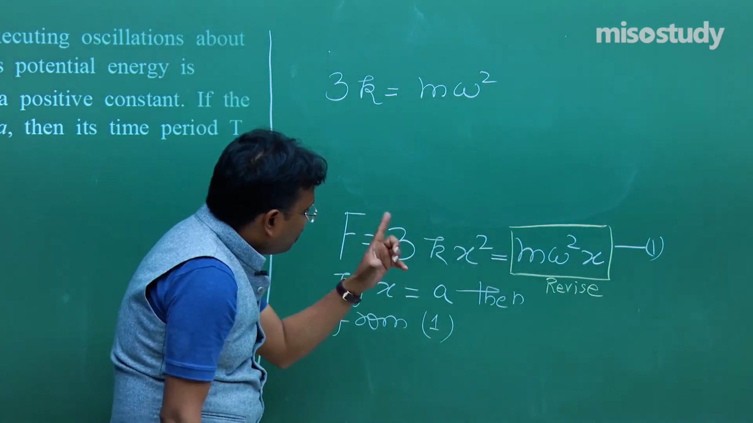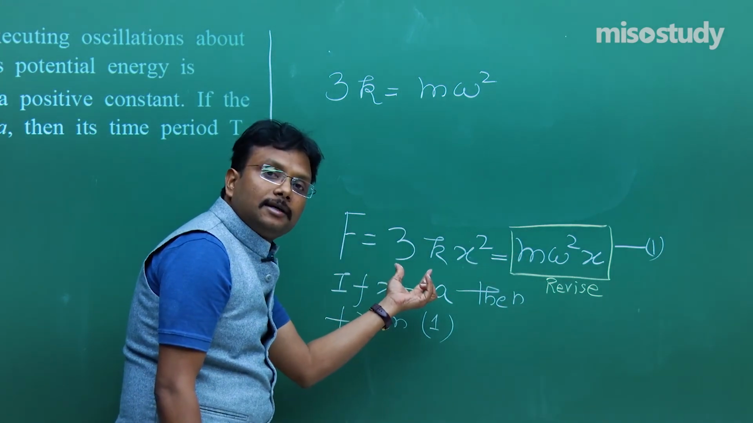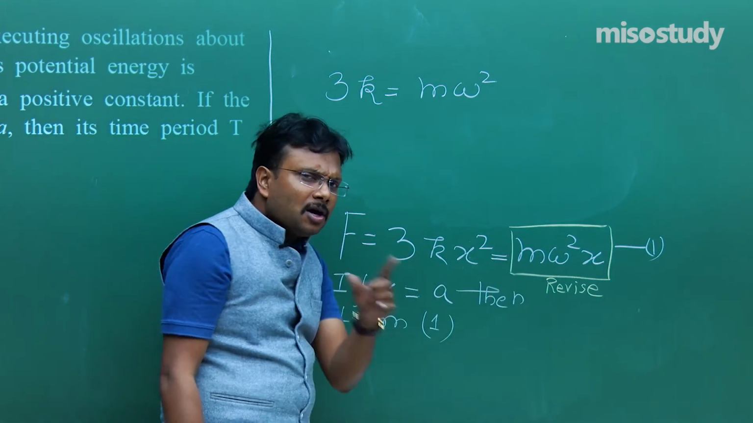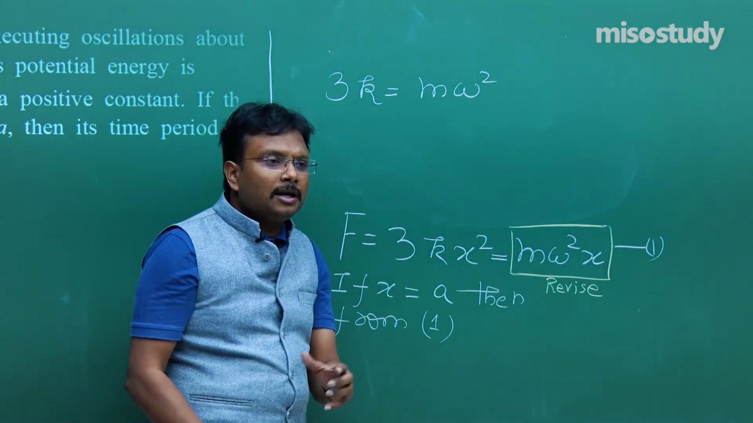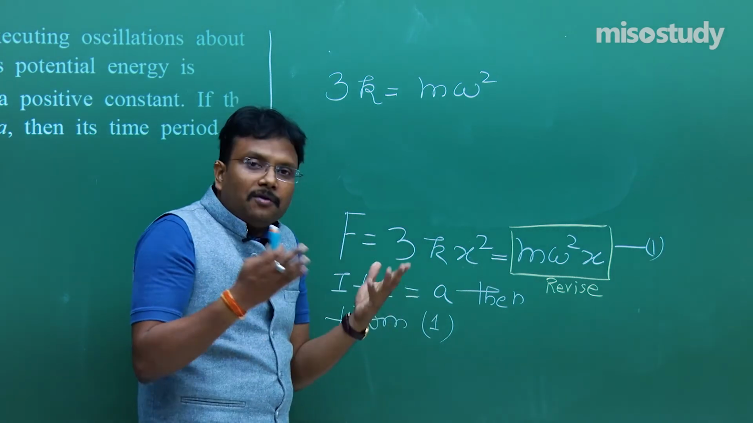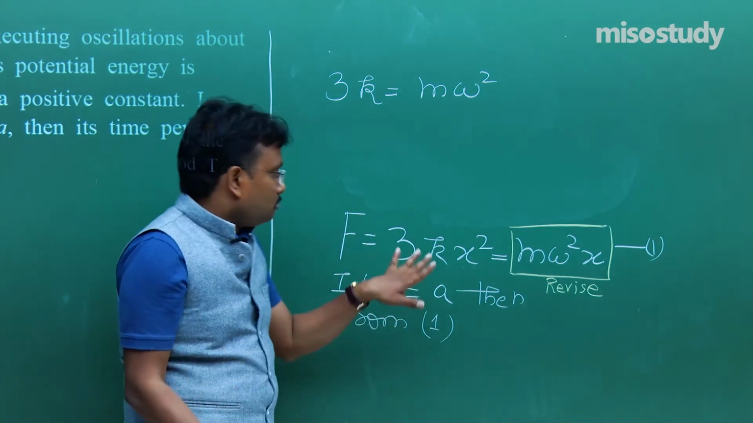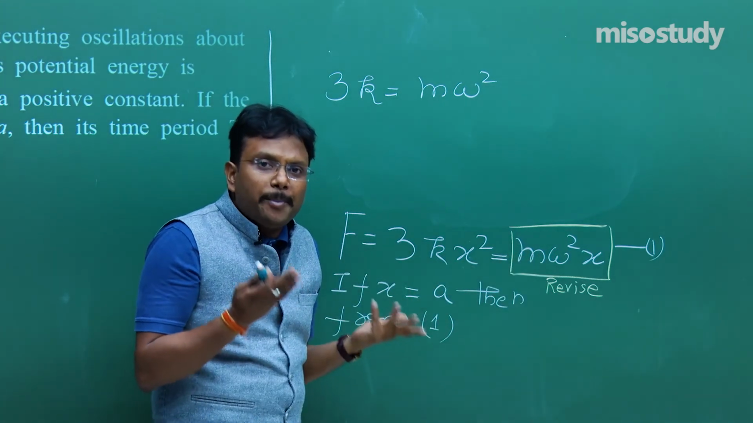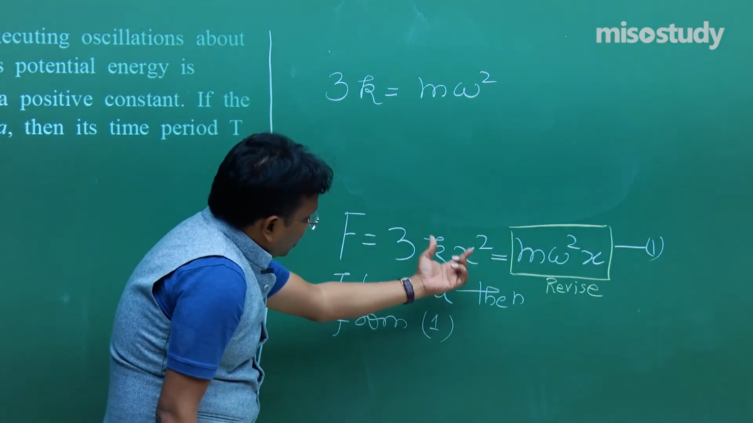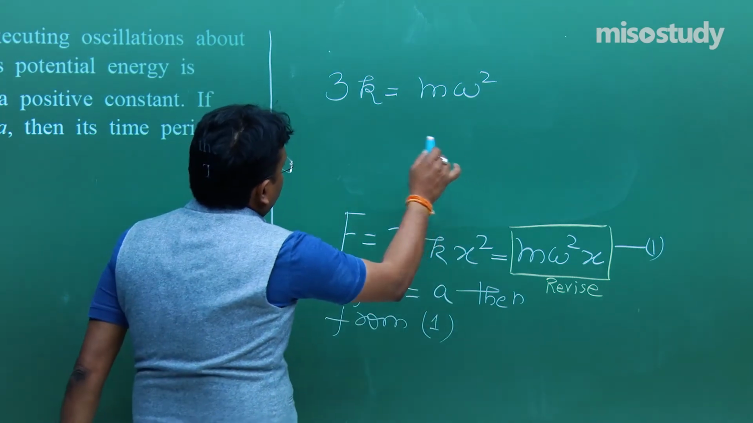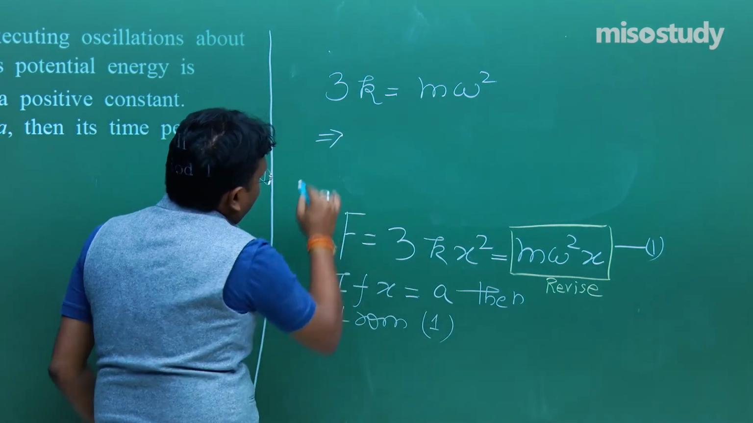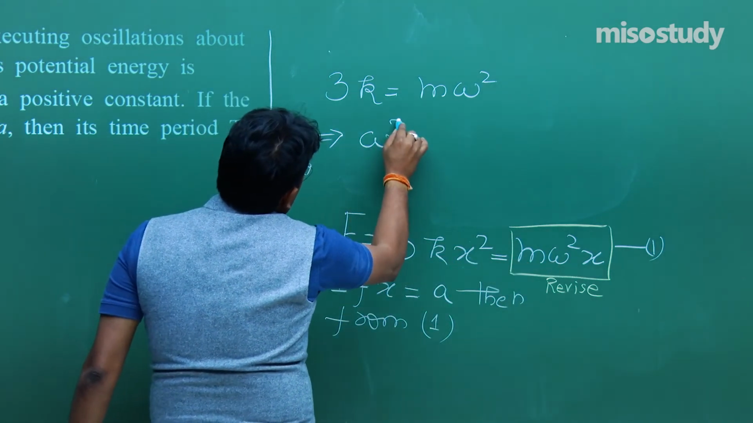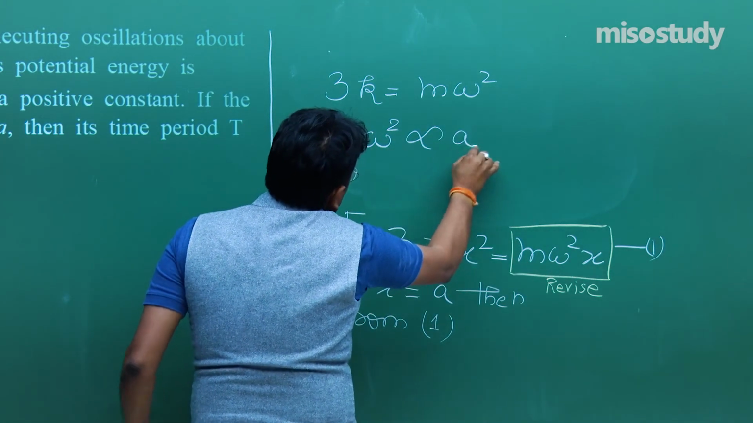Now students, it means what? 3 is constant, k is constant, m is constant. So this omega is basically dependent on whom? 3 constant, k constant, m constant. Who is in the picture? So in the picture it is no one but a. This implies that you can say omega square is directly proportional to a.